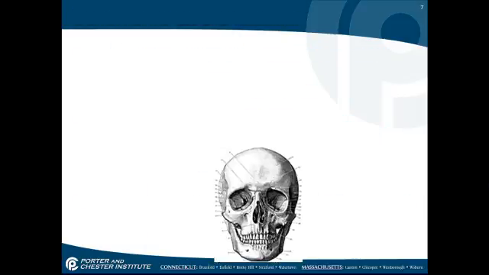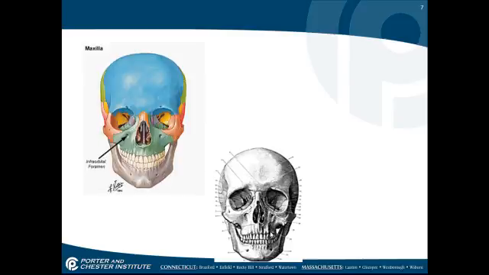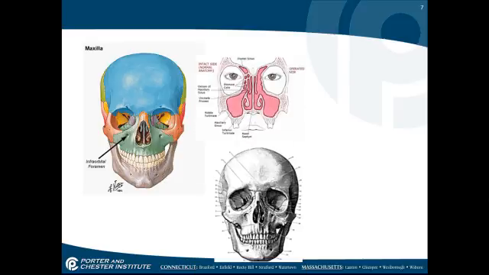So here's, again, some of these landmark areas. Here's the infraorbital foramen. There's one on either side, left and right side. Now again, this is two bones that are fused together right here by the median suture. Here's the maxillary sinuses, down sort of behind this area here on this side.